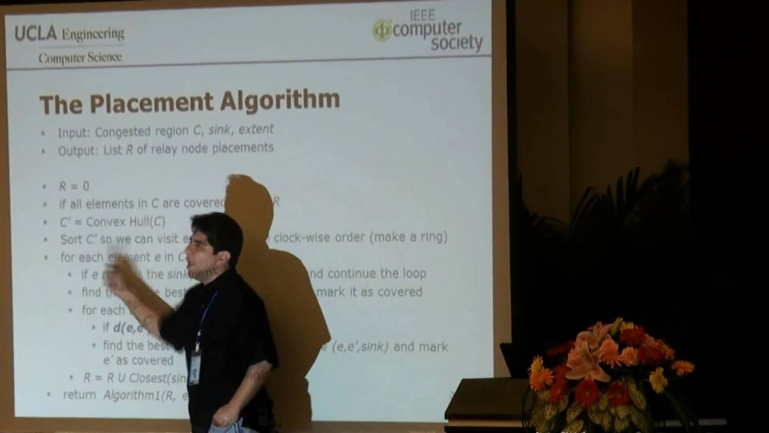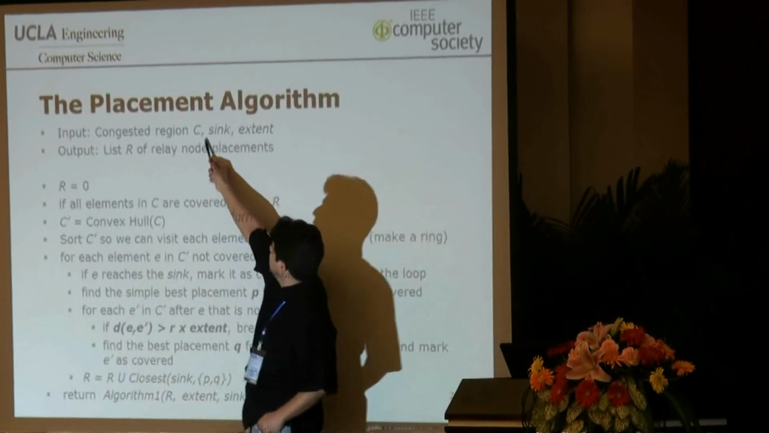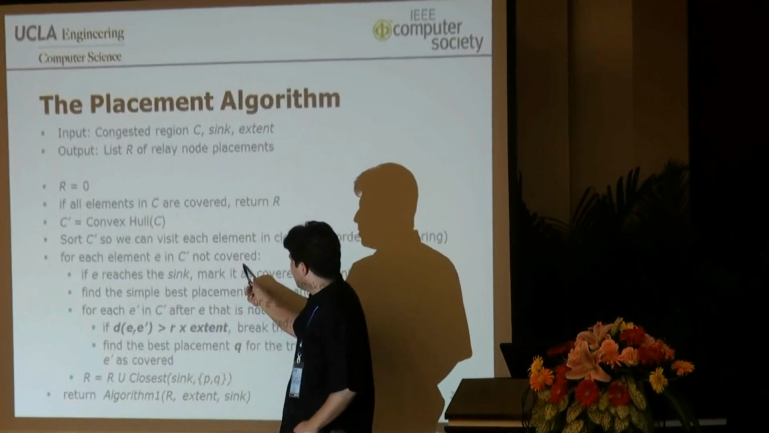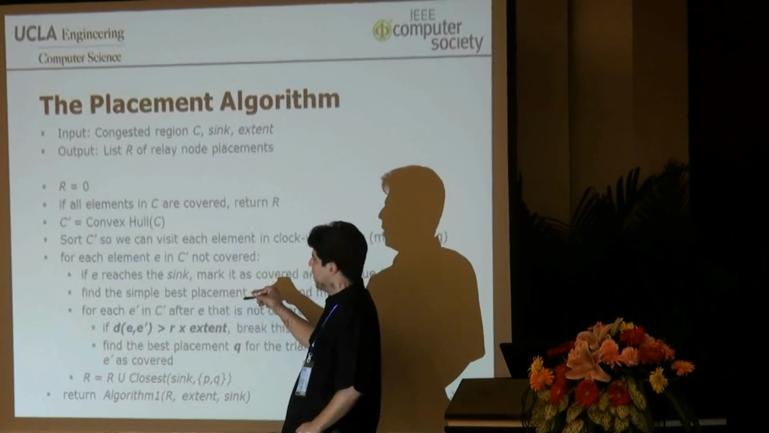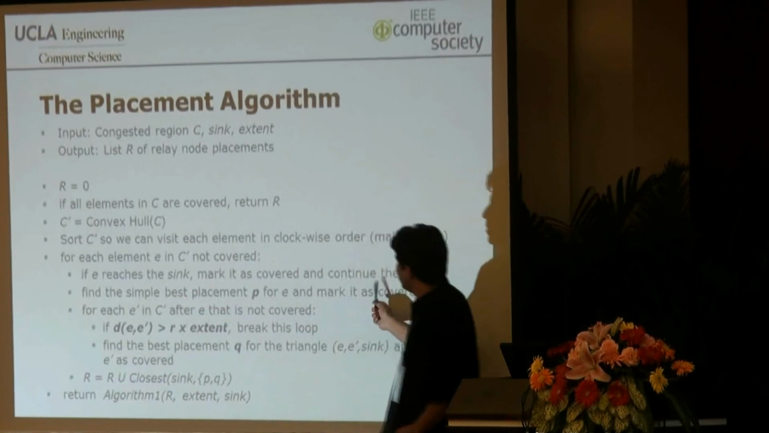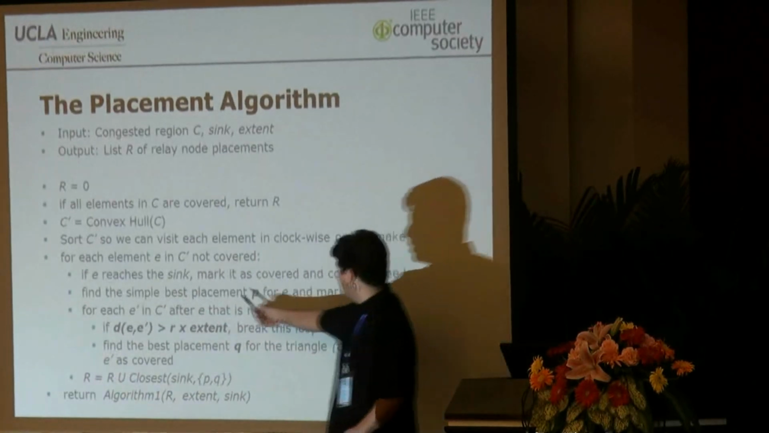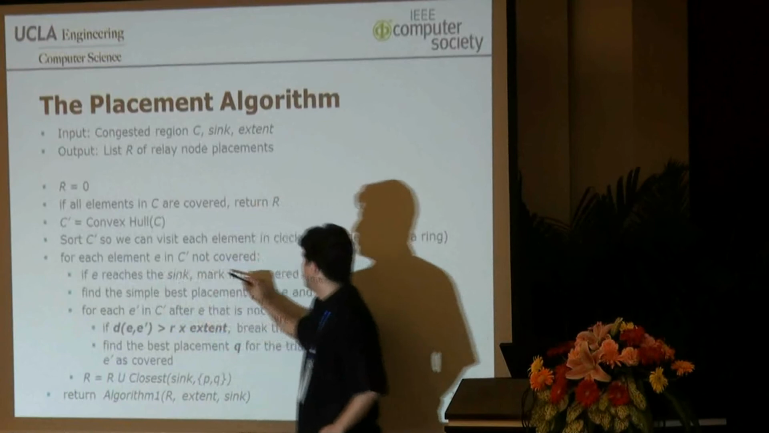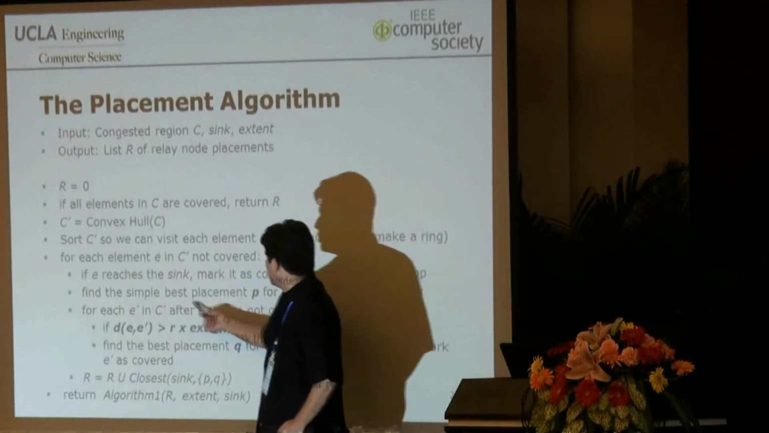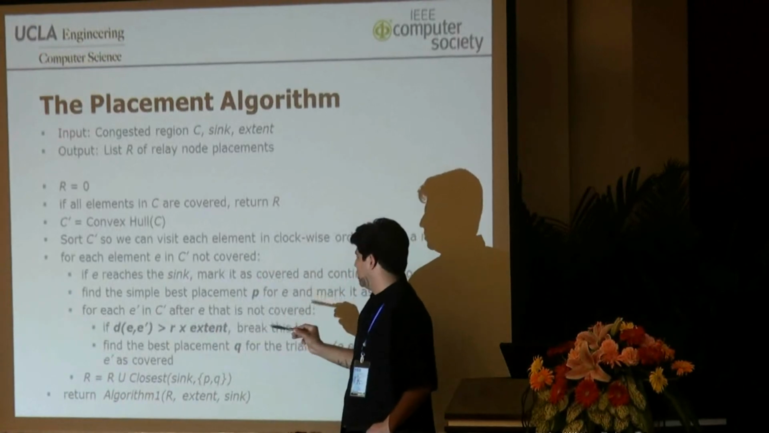So I'm going to visit every element in this set such that if it's not covered, I have to cover it. Okay? So if that's not covered... if the sink is covered, if the element E is covered, then I just continue. I have nothing to do with it. Otherwise, I find the best placement, the current best place.